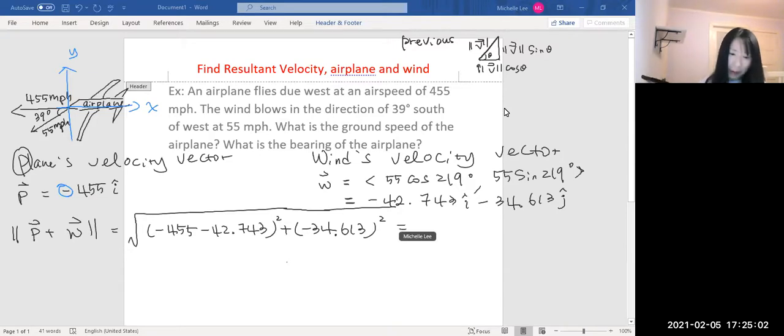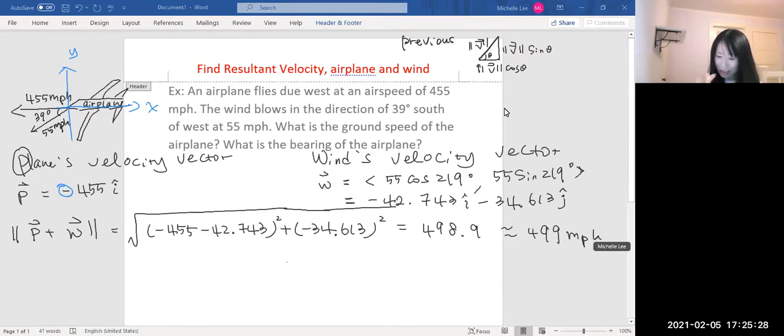Let me see what we have here. I have 498.9, so we can say this is about 499 miles per hour. This will be the first answer, the ground speed of the airplane.